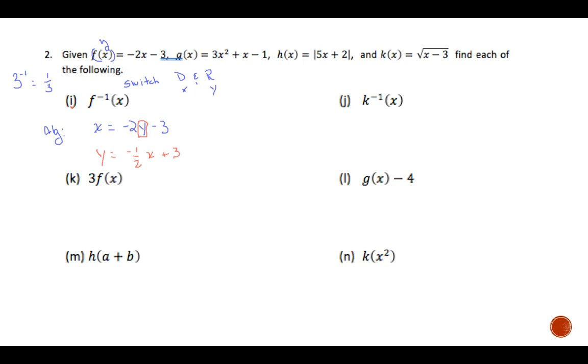Right? Add 3. Oops. I have to divide by -2. My bad, right? Because I have plus 3, but I have to divide by -2. There's a plus 1 here, you're dividing by -2. So this is equal to the inverse of f.